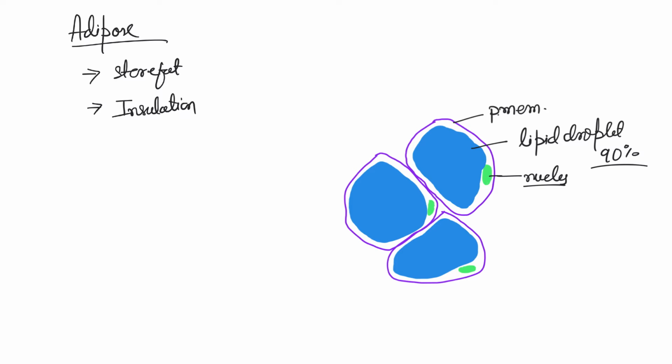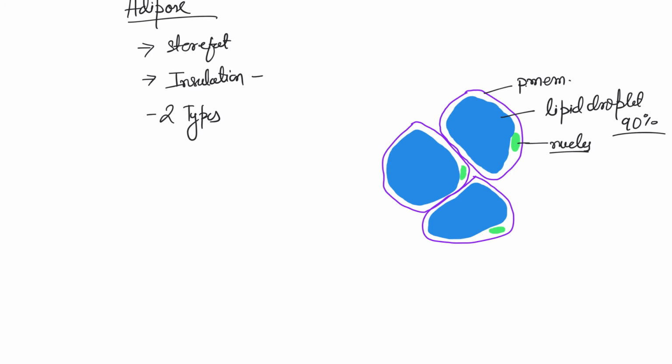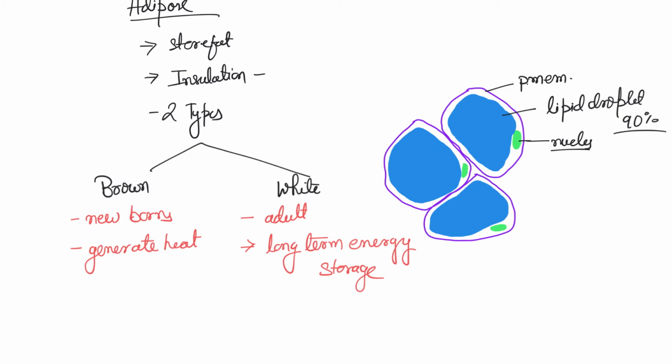Okay, now adipose tissue, yes, it does store fat, but there's another important function that it provides, that is insulation, right? Many animals, as a sort of adaptation, like polar bears that live near the poles, have to face a lot of cold weather, so they have plenty of this adipose tissue to keep themselves from losing body heat, right? Now there are two types of adipose tissue that we will be talking about, and that is the brown and white.